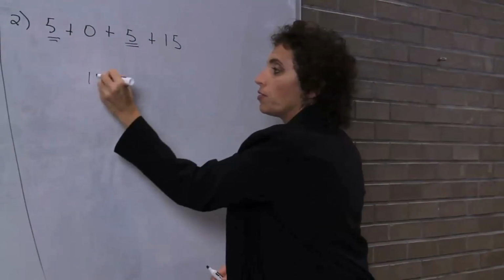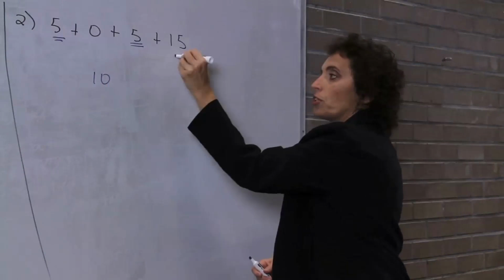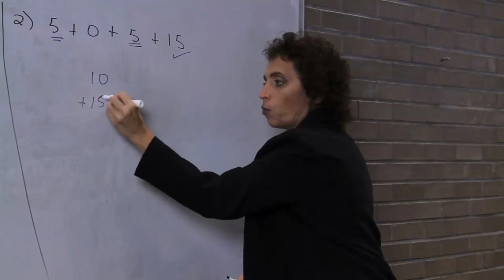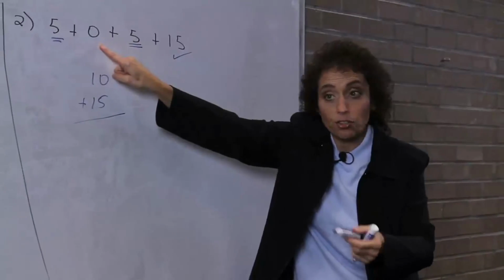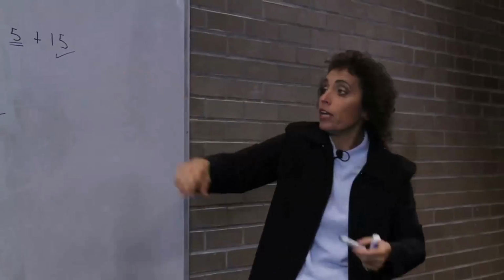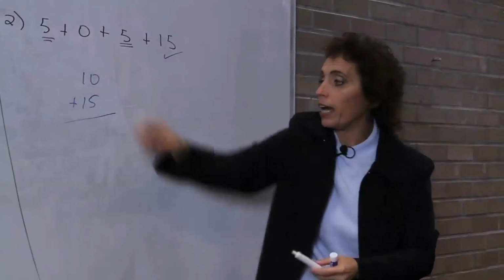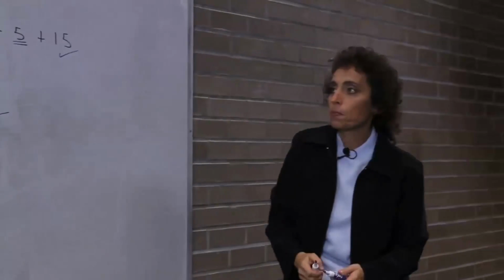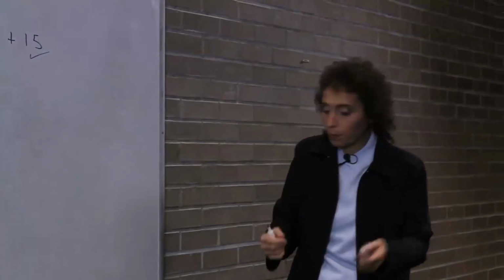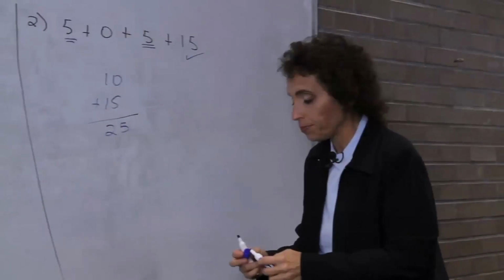5 plus 5 is 10, and of course, we just have the 15. We don't have to deal with the 0 because 0 is an identity element of addition, so that shows that we're using that property also, and it makes no difference when we add. And so this answer is 25. So that takes care of 1 and 2. Just might be an easier and quicker way to add.